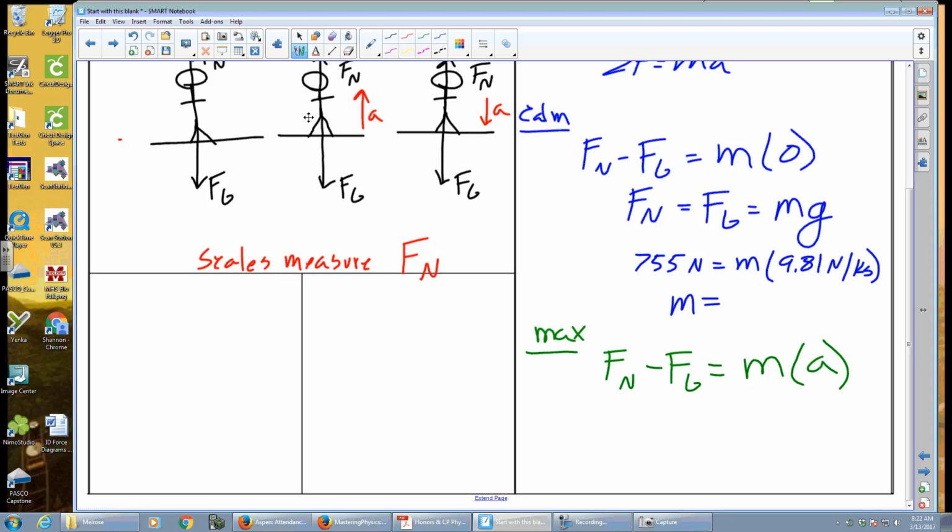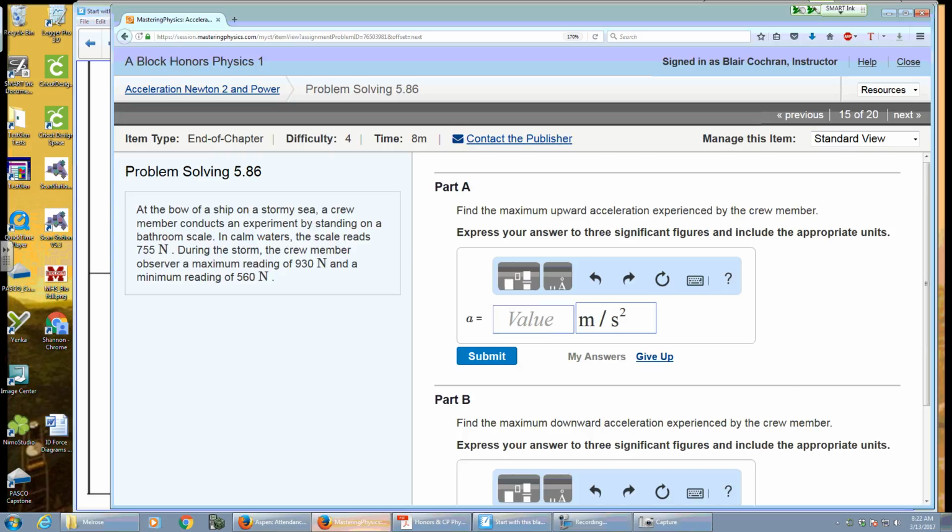The 755, it didn't work out when I did my reading divided by 9.8. How do you know it didn't work out? Well, this is a good time to look at what they actually asked me to calculate. They asked me for the acceleration when it's upwards and the acceleration when it's downwards. So I'm not surprised that the mass didn't answer either of those questions. I'm glad it didn't, actually.